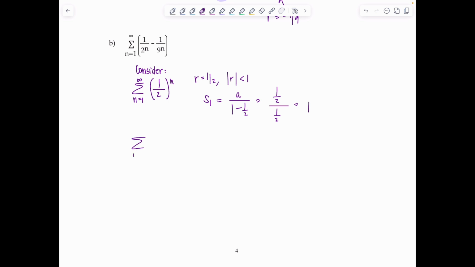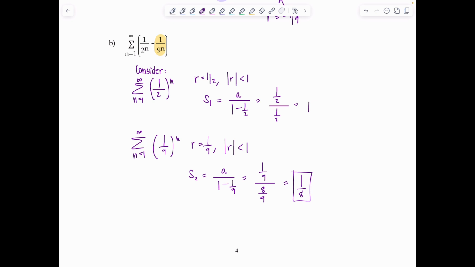Okay, now we're also going to consider the sum, n equals 1 to infinity. Let's think of this as 1/9 to the n. And then again, r is 1/9. Absolute value of r is less than 1. So this second sum is a over 1 minus 1/9. So 1/9 over 9/9 minus 1/9 is 8/9. So this is 1/8. Okay, beautiful.